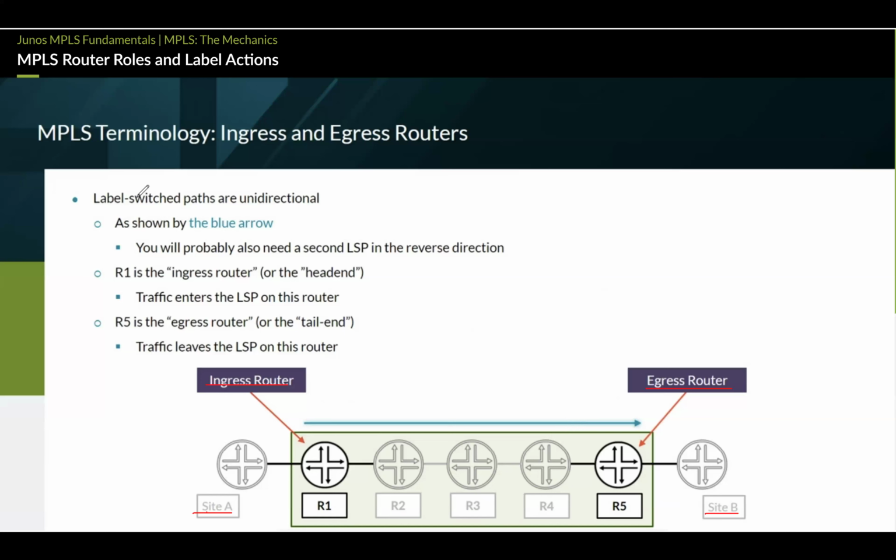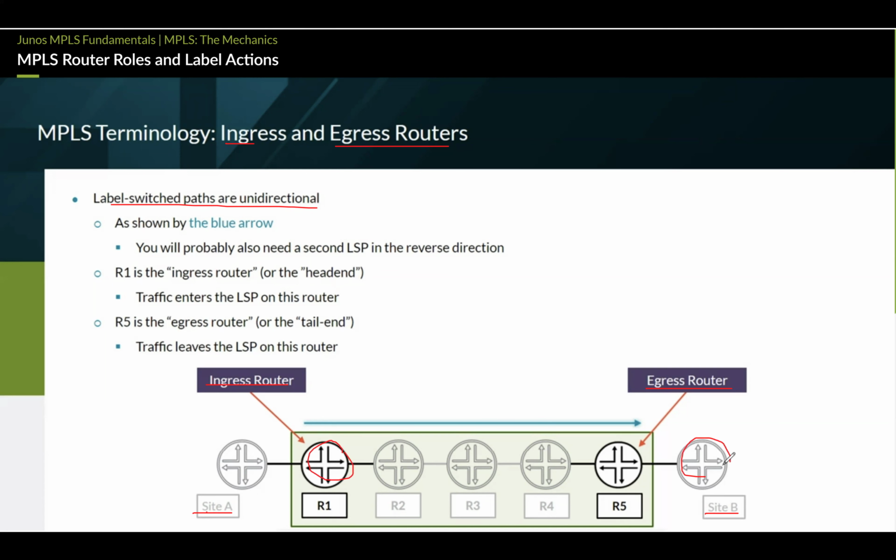Okay. So for ingress and egress routers, what is the role in an MPLS topology? Just see here, label switch paths are unidirectional, not bidirectional. So if you consider this as point A, this router is the ingress router.